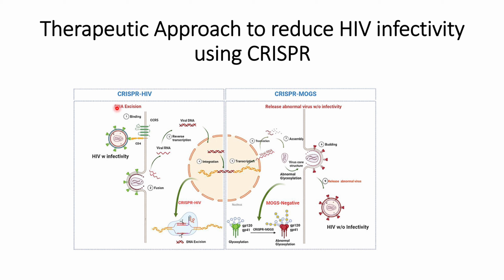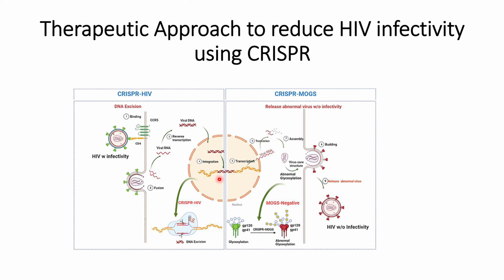First, this is the HIV that has the infectivity. It can interact with the CD4 and CCR5 receptors, and that helps in the fusion of the HIV virus. Once the HIV virus is fused, then through the reverse transcription process, the viral DNA is integrated into the host genome.